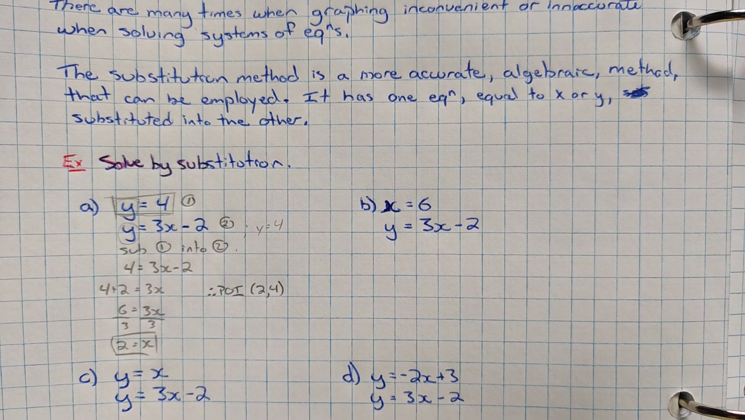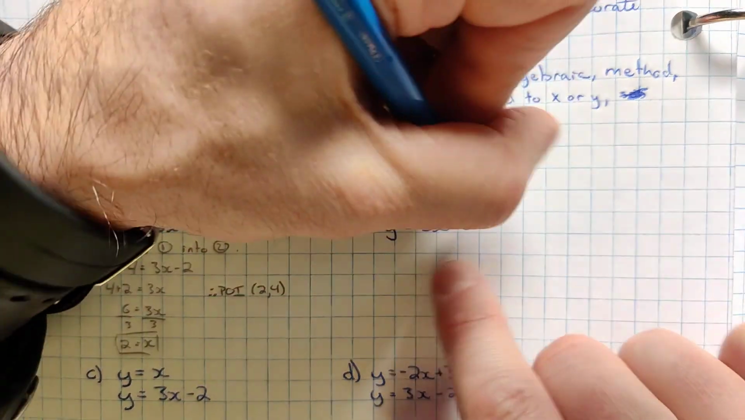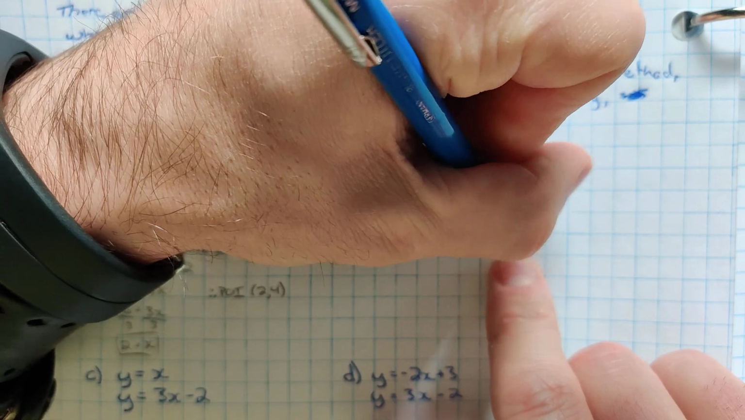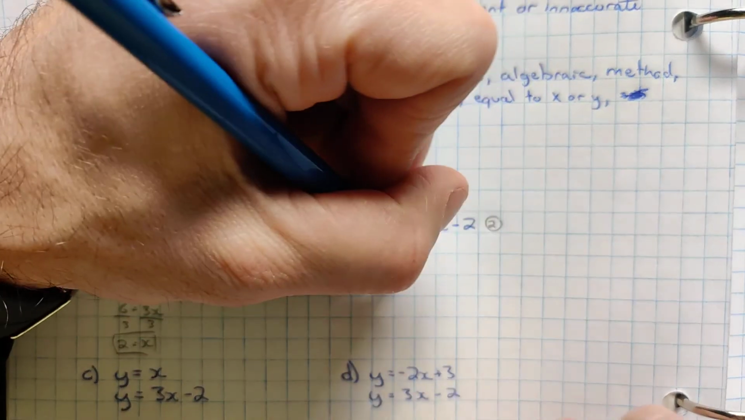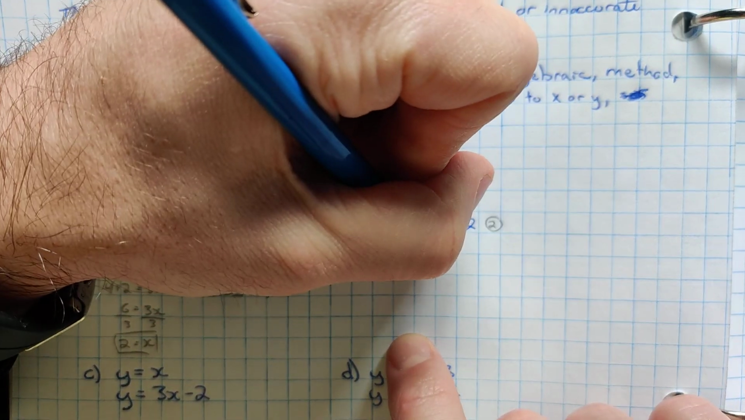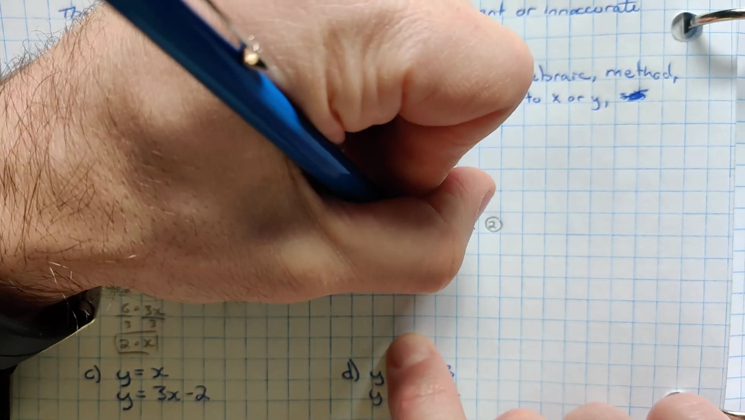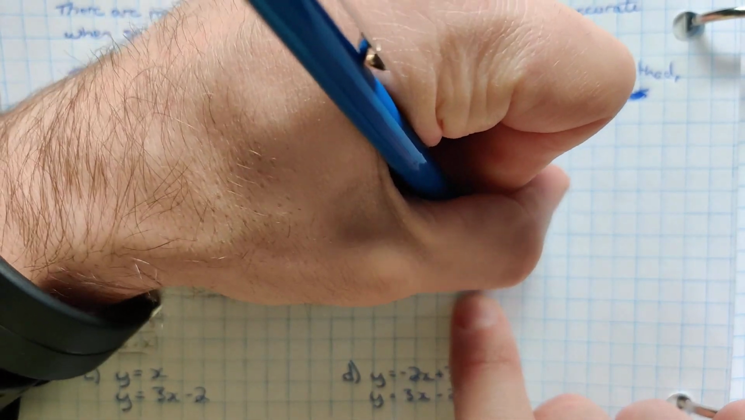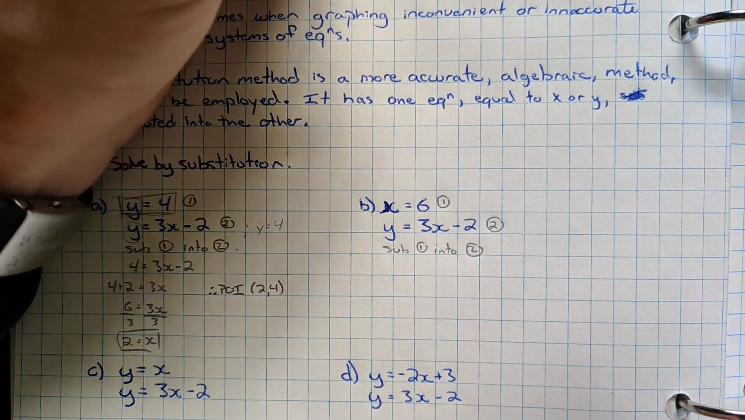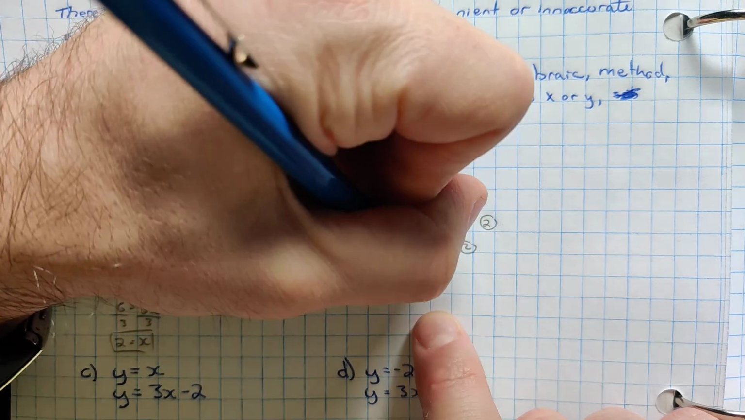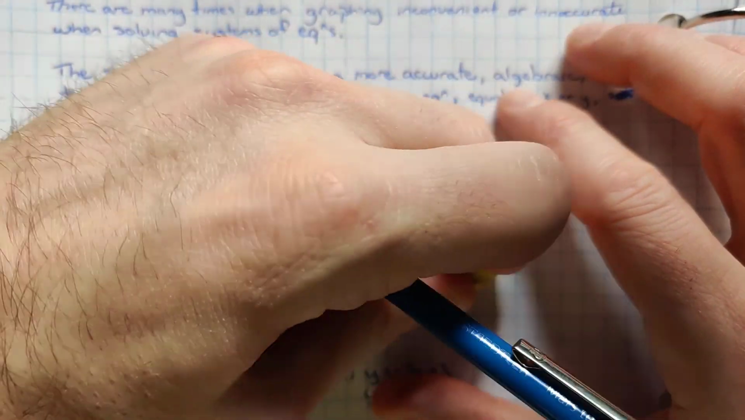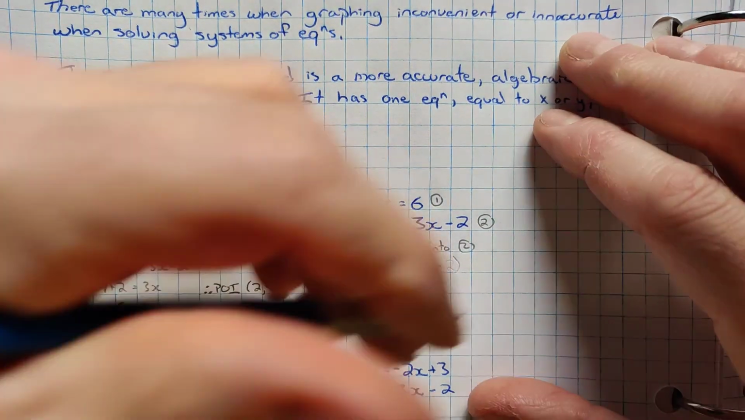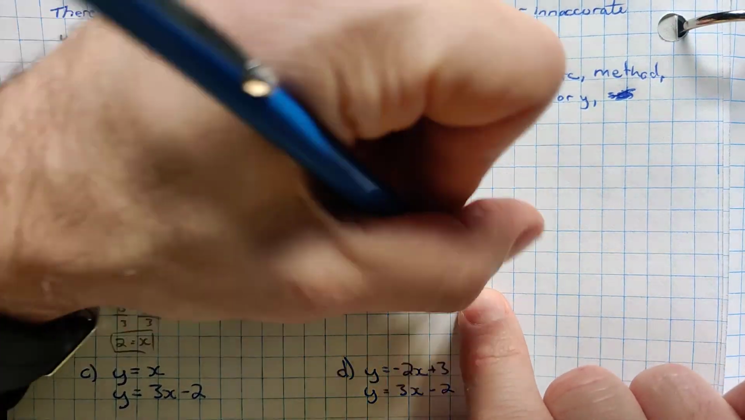In the next one, instead of y equals 4, we have x equals a number, so in this case x equals 6. Working with the same second equation though, so 1 and 2. So we're going to do the same type of procedure. We're going to replace the x with 6. So we sub equation 1 into equation 2 again. And we're going to get y equals 3 times 6 minus 2.